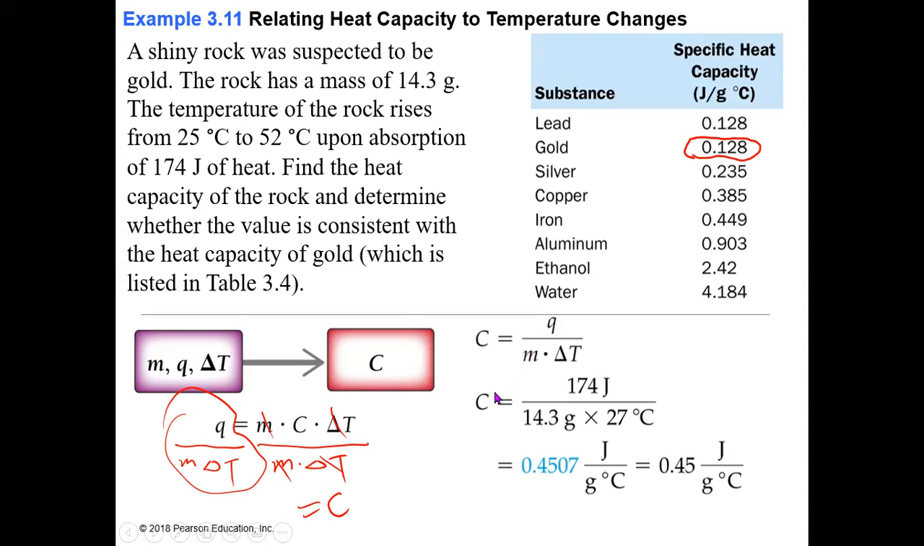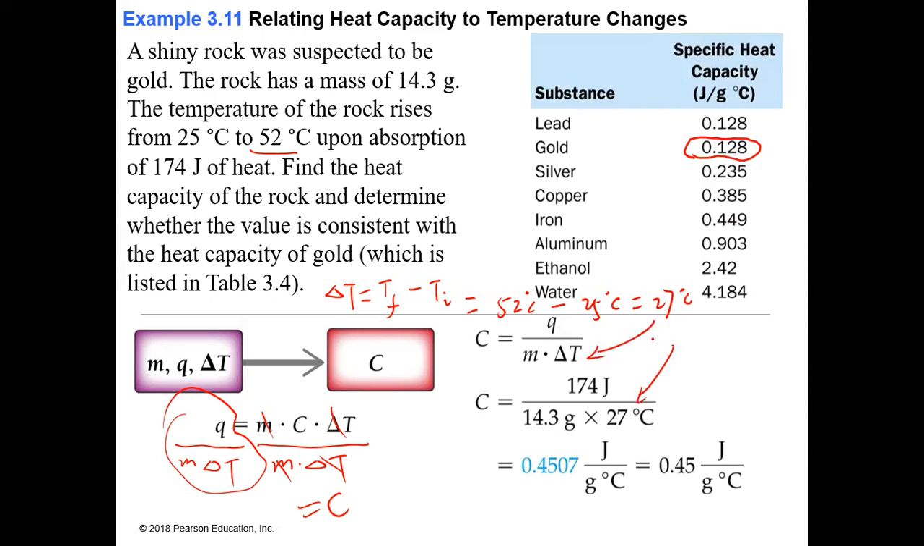Again, before you plug those numbers in, you probably want to calculate the delta T. Our delta T will be the T final, or TF, minus TI. We know our TF is 52 degrees Celsius and our TI is 25 degrees Celsius. So we have 27 degrees Celsius, and that is our delta T.